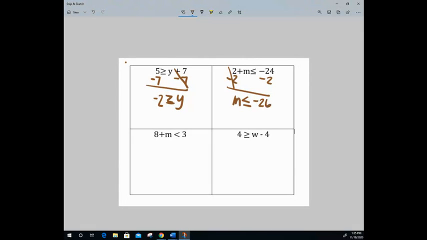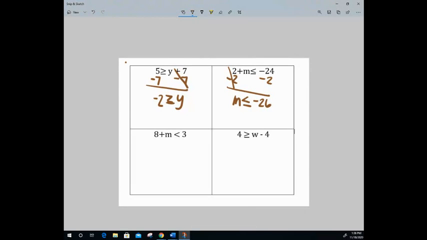Again, if you're struggling with your integer operations, you could always use Desmos to help you out with that when we're dealing with inequalities and equations. So our result is m is less than or equal to negative 26. So what this is saying is that m could be anything smaller than negative 26, or it could be negative 26.